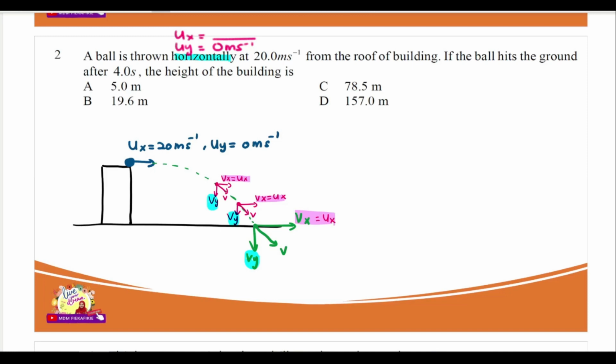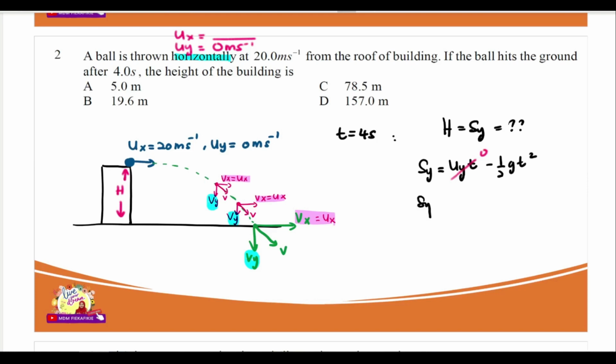Okay. So, jadi dekat sini soalan bagi tahu apa lagi? If the ball hits the ground after 4 seconds, okay, the height of the building is, so we want to determine what is h, ataupun sy. It's given that the time taken, t, is equal to 4 seconds. Alright, so now let's try. In order to calculate h, okay, saya akan buat macam ni lah. H adalah sy. Berapa nilai dia? So, saya akan guna equation sy is equal to uyt minus half gt squared. So, we already know that uy is equal to 0. So, kita boleh cari sy. Okay, we can just substitute all the values given.